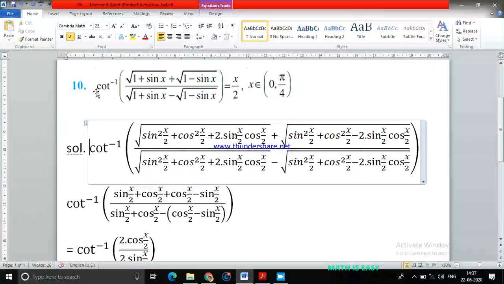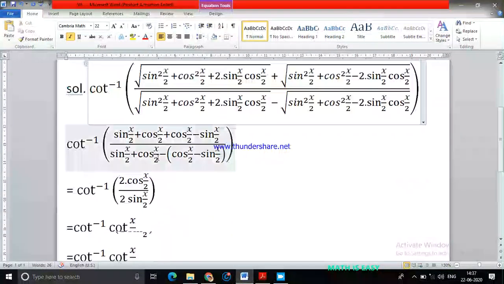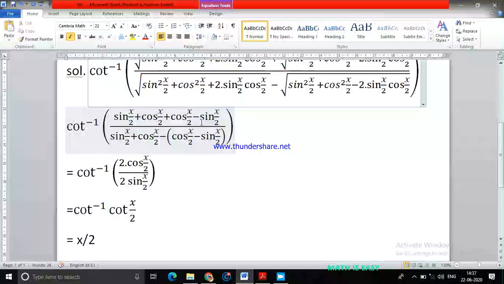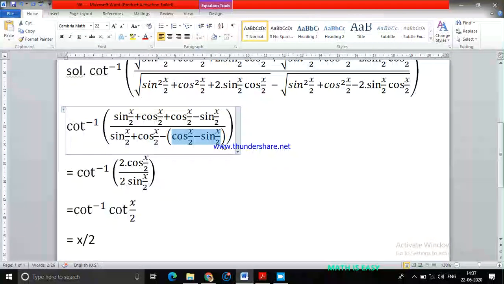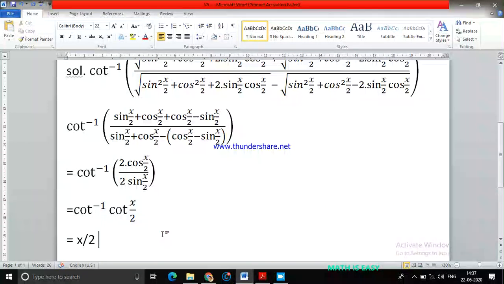So if the question is given as tan inverse, then here you can write sin x by 2 minus cos x by 2, even here also sin x by 2 minus cos x by 2. So then you will get tan inverse of tan theta, which will be theta. It's totally depending on the given question. Okay, so this is question number 10 explanation.